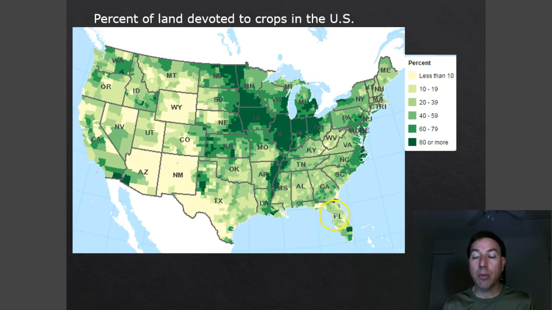Down here in Florida, we don't have a whole lot except just south of Lake Okeechobee, where we have lots of sugar cane happening.